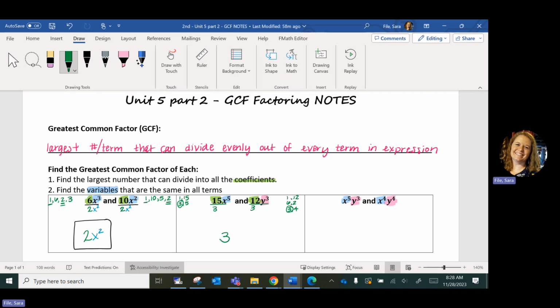Now let's double check the variables. Can I divide an x out of both of these terms? No, the second term doesn't have an x, does it? Can I divide a y out of both of these terms? No, because the first term doesn't have a y. So the only thing that I could divide out of both of these is that 3. There is no variable portion of the GCF here. It's just the coefficient.